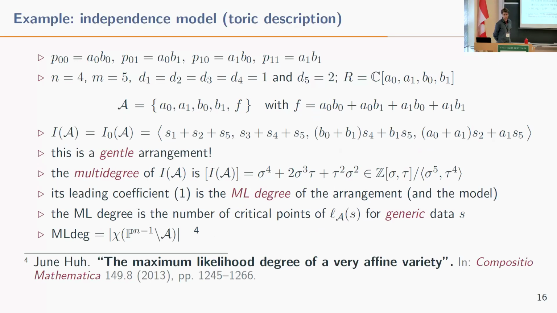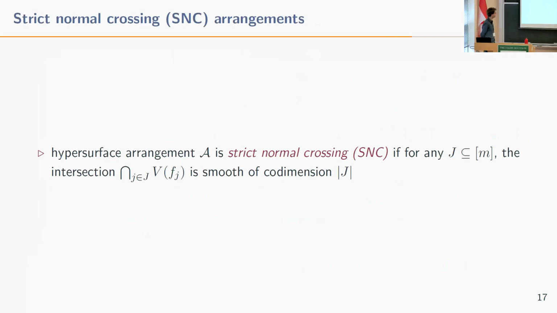And maybe as an algebraic geometer or as a commutative algebraist, the first question is, what happens for generic models? And it turns out that we have a very nice meaning of what it means to be generic in this case. And this genericity is captured by being strict normal crossing. Okay. So a hypersurface arrangement is strict normal crossing if all the intersections are smooth of the correct codimension. So in particular, this implies that all the hypersurfaces themselves are already smooth. So maybe a picture here is telling more than these 2 lines.